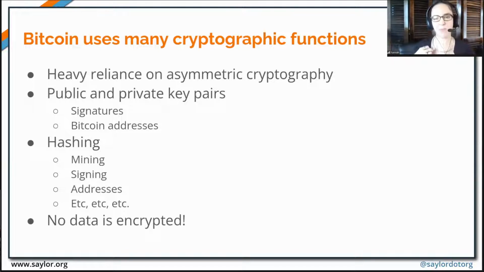Now, you could somehow encrypt some data and hash it and embed it in the blockchain in some capacity, but the Bitcoin protocol does not rely on encrypting any data. So a common misconception, so let's make sure we understand that. We use all kinds of cryptographic functions for signing and hashing, etc., but no data is actually encrypted.